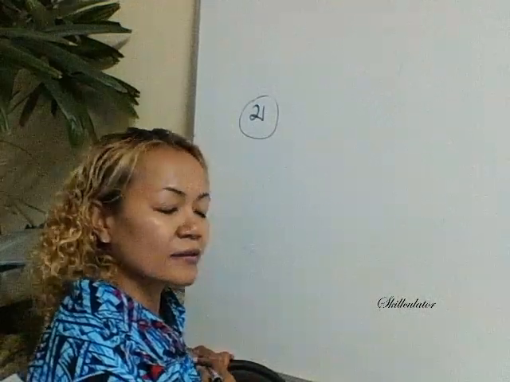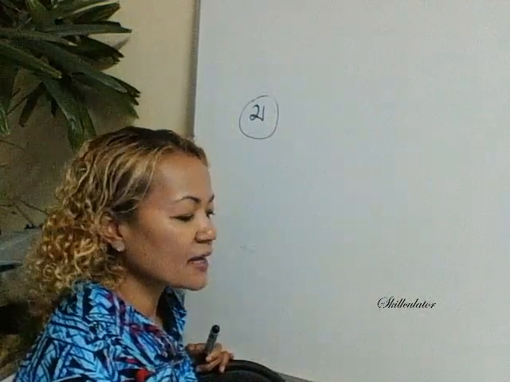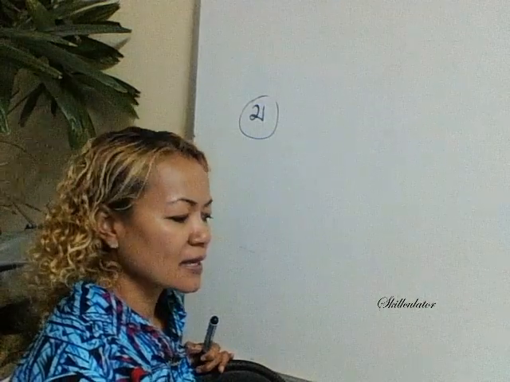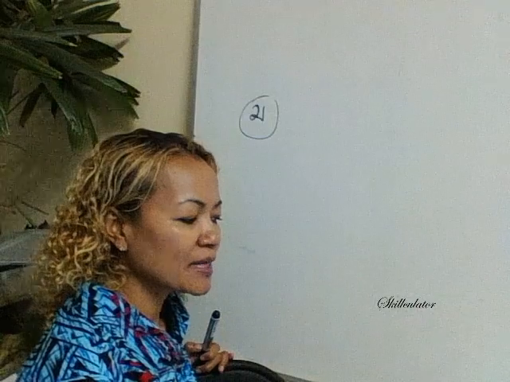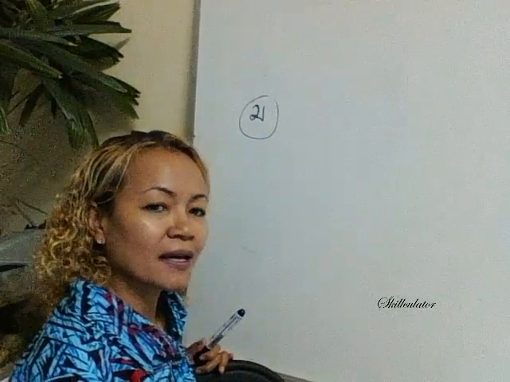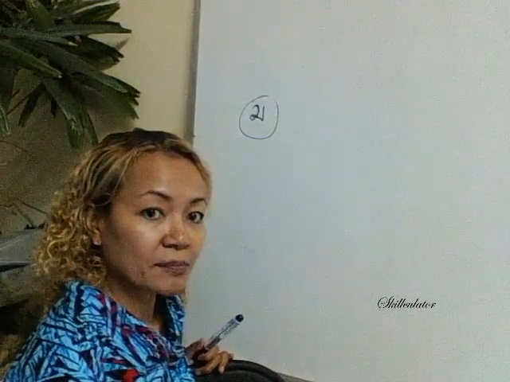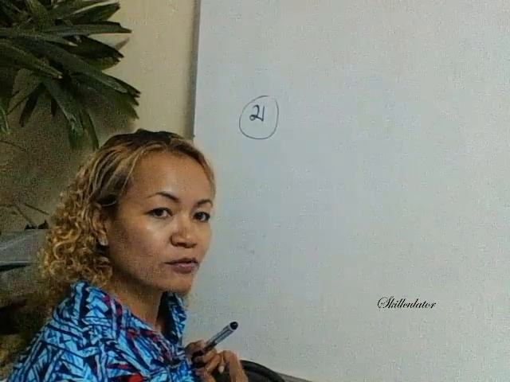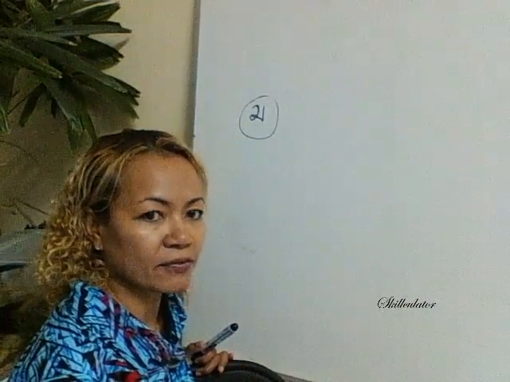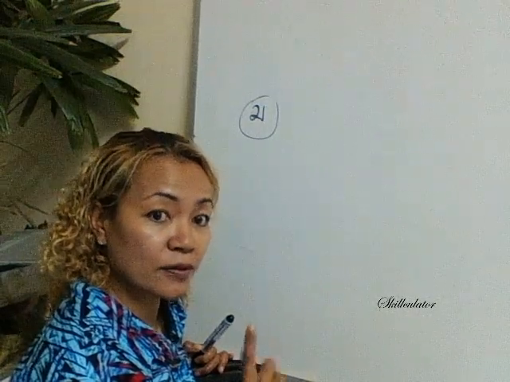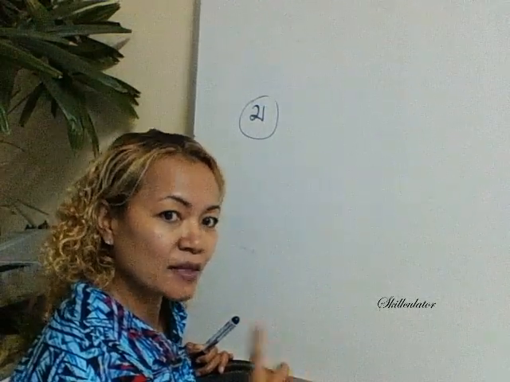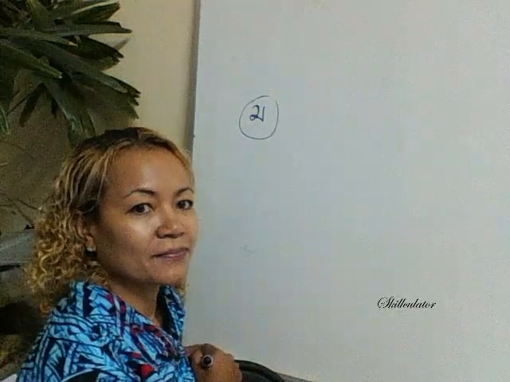Okay. For number 21, it says Jack has 12 apples. He gave a quarter of them to his sister. How many apples are left with him? Whenever you see a fraction applied against a number, you know you'll have to multiply the number by that fraction. So the first thing you do is convert the number to a fraction, and then you multiply the two fractions.